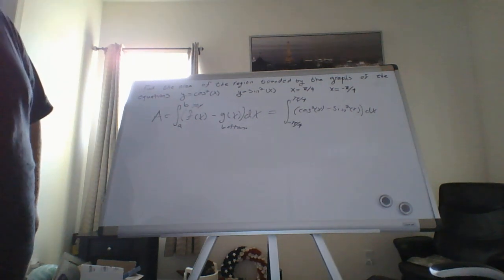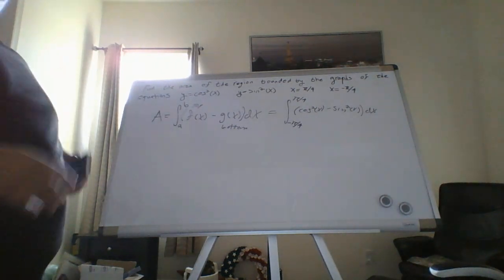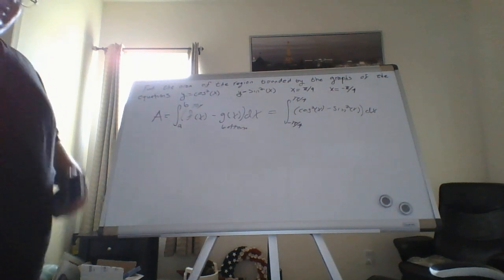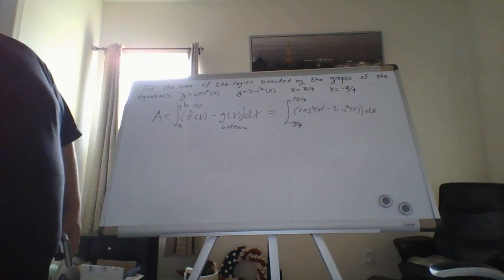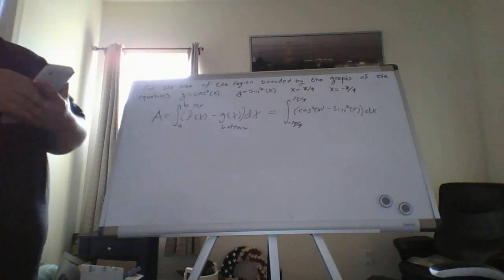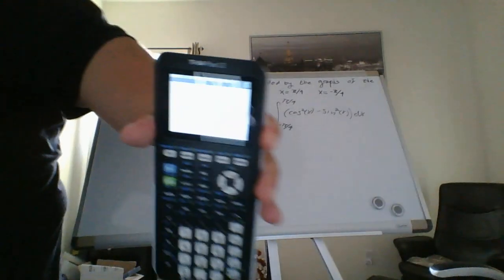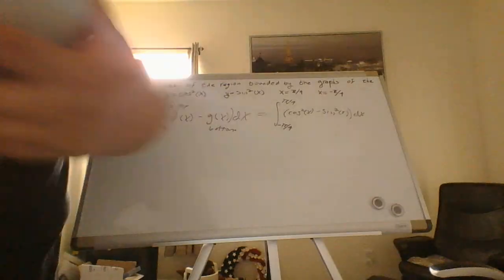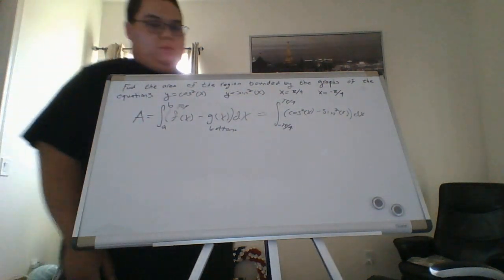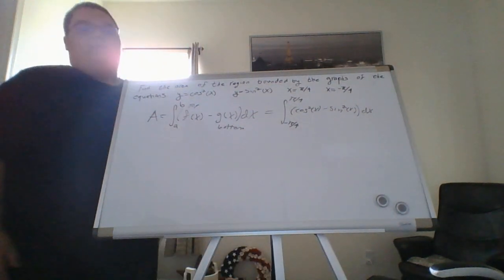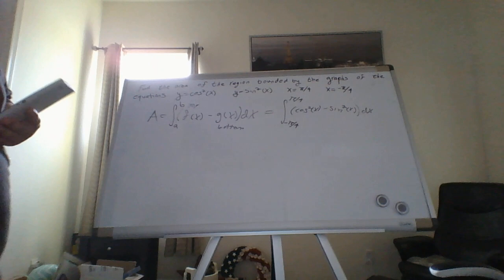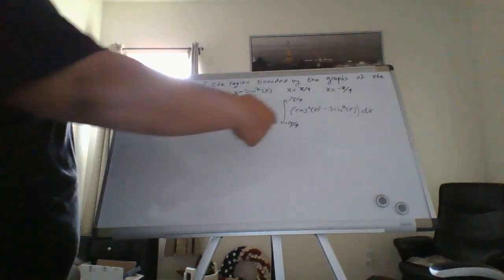You can use a graphing calculator to find the regions. Just plug them into your y equals, then plug pi over 4 and negative pi over 4 into your window for x, and just graph it, and you'll find out that the graph looks something like this. So there you go, and that's how you realize that the two regions are like this. This is how you make the formula.